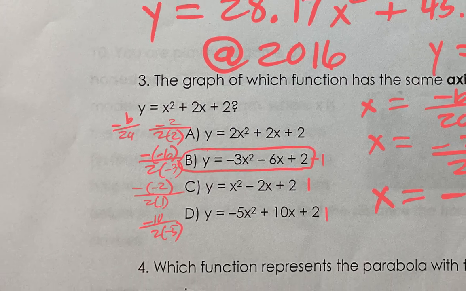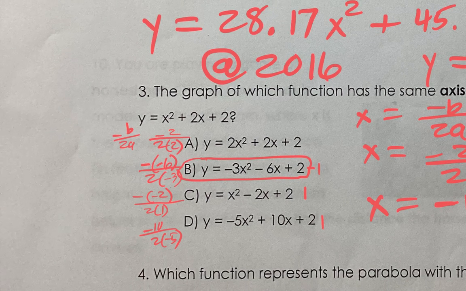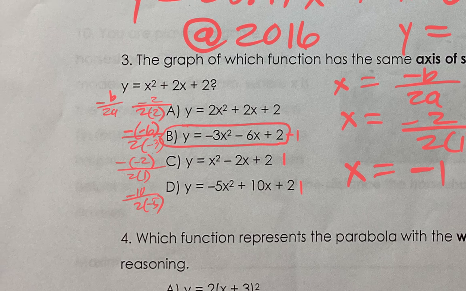Okay, I know I wrote all over there a little bit, but hopefully you followed along with me. I just found the axis of symmetry of my given equation, and then I checked to see which one of these had the exact same axis of symmetry, which was x equals negative 1.